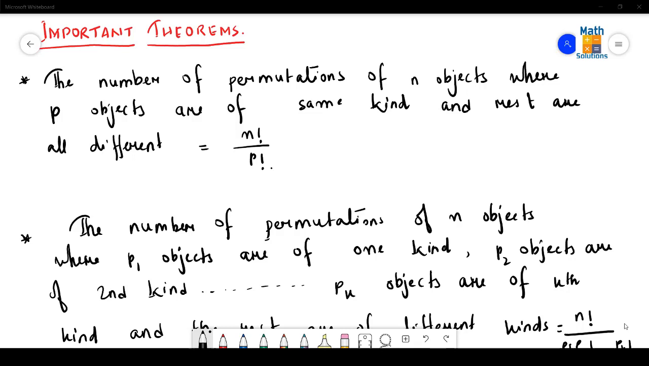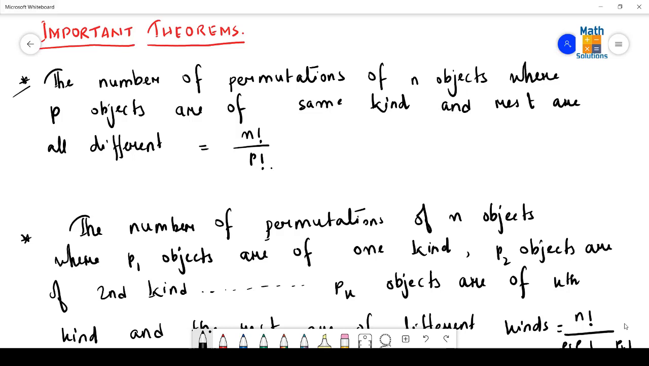Hello everyone. Through this video we are going to discuss some problem sums on permutations, and for that two theorems are very important. Let's first know these two theorems. Here goes the first theorem.